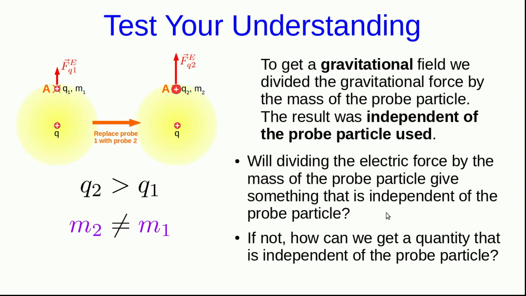You are going to reason out how we get the electric field, but the reasoning shouldn't be too hard if you just apply the idea we've seen. So to get a gravitational field, we saw that we divided the gravitational force by the mass of the probe particle, and we got a result that was independent of the probe particle used. So first, think about whether dividing the electric force by the mass of the probe particle will give something that's independent of the probe particle, and if not, how can we get a quantity that is independent of the probe particle? I'll tell you that you know how to calculate the force that Q exerts on each of these probe particles. It's Coulomb's law. And so all you have to do is look at Coulomb's law and see what part we have to remove to get an expression that's independent of the probe particle.